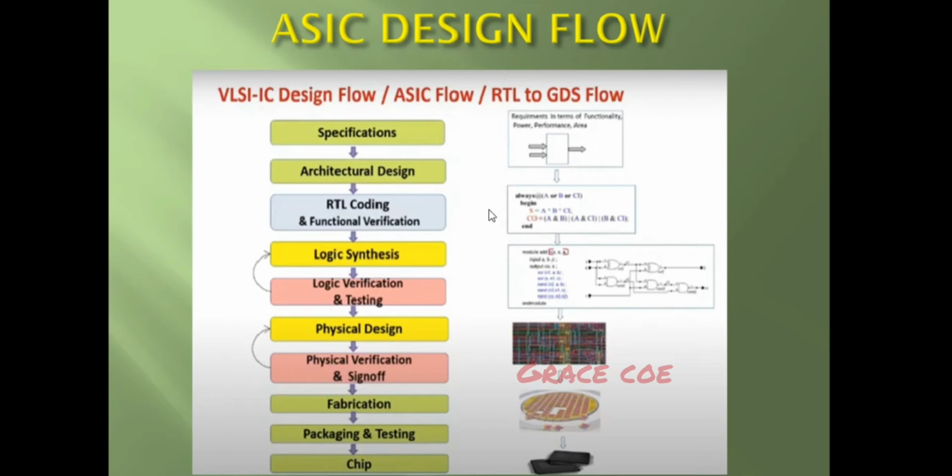After this RTL coding, the functional verification is done. This functional verification will check if the functionality has been satisfied, or in case any errors have been encountered between the specification as well as the design. Then the code will be debugged and a certain number of iterations will be followed until the code meets the specifications. So this is RTL coding and functional verification.